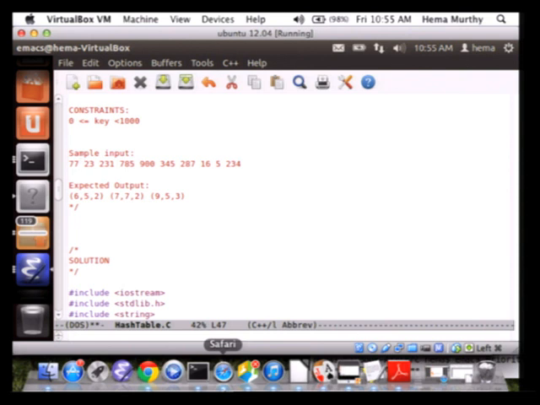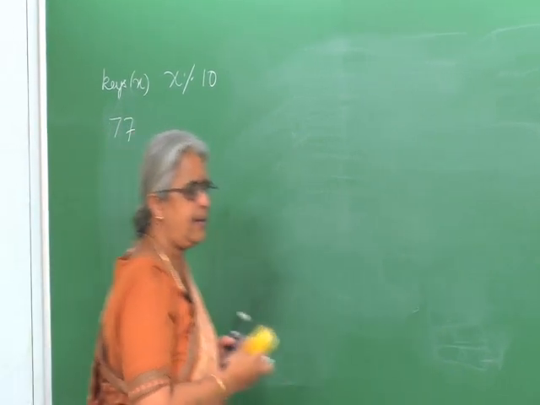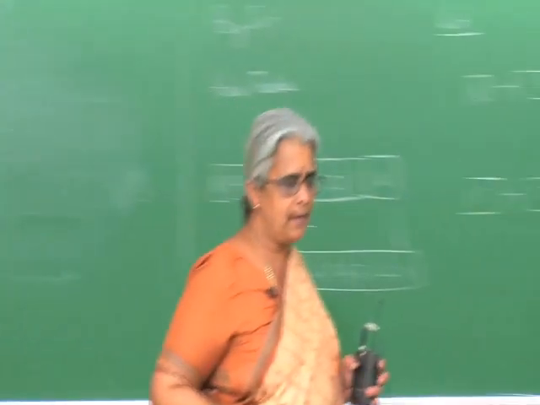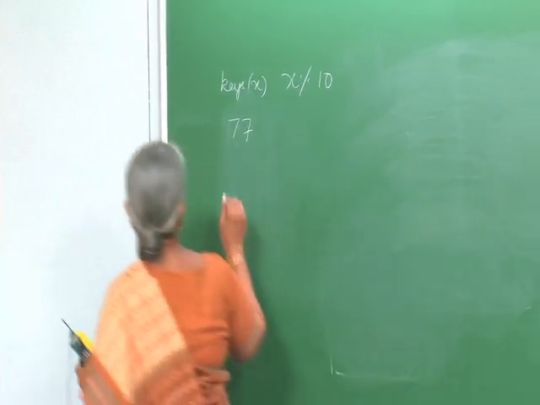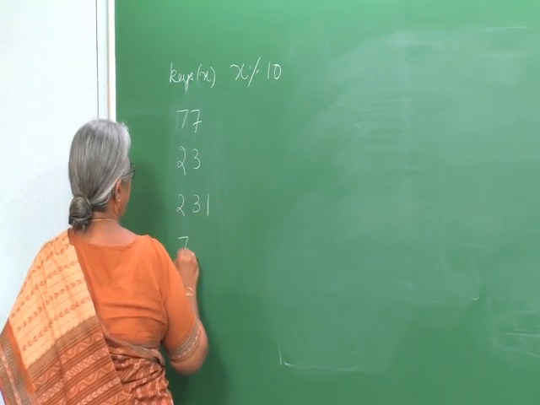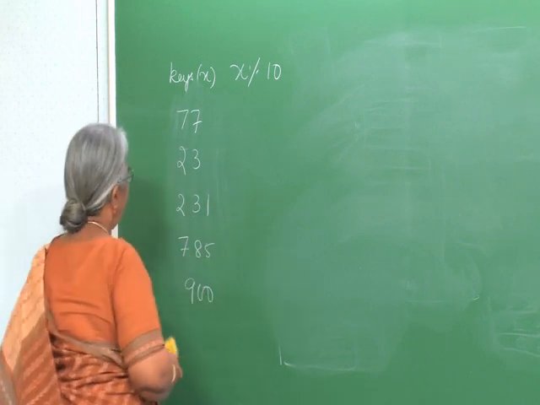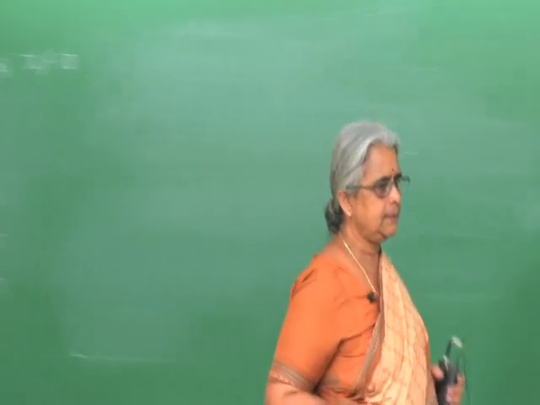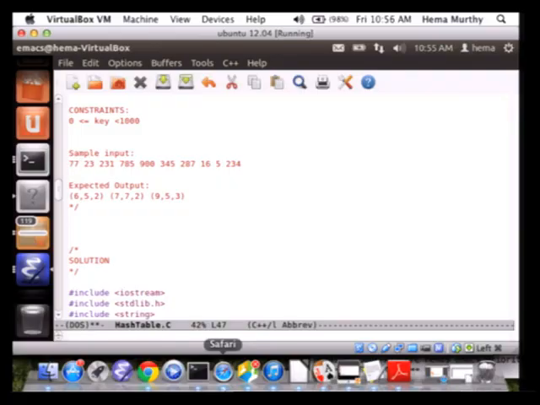So what do we have here? We have the numbers: 77, 23, 231, 785, 900, and then I'll just go over this first example, 345.